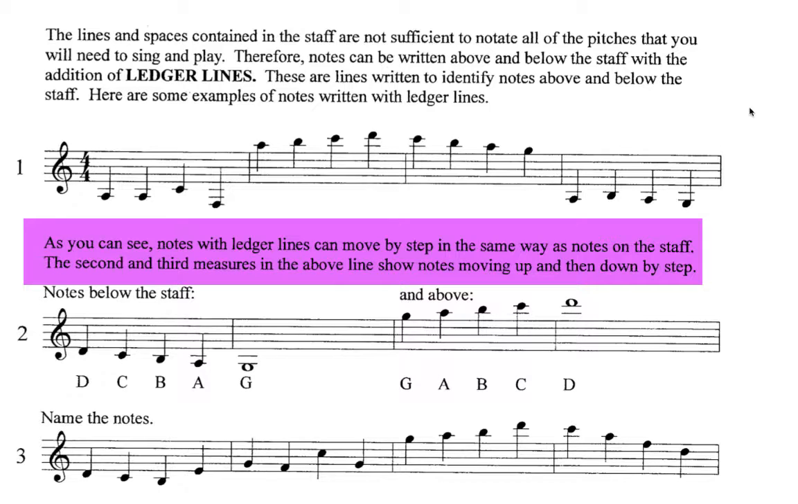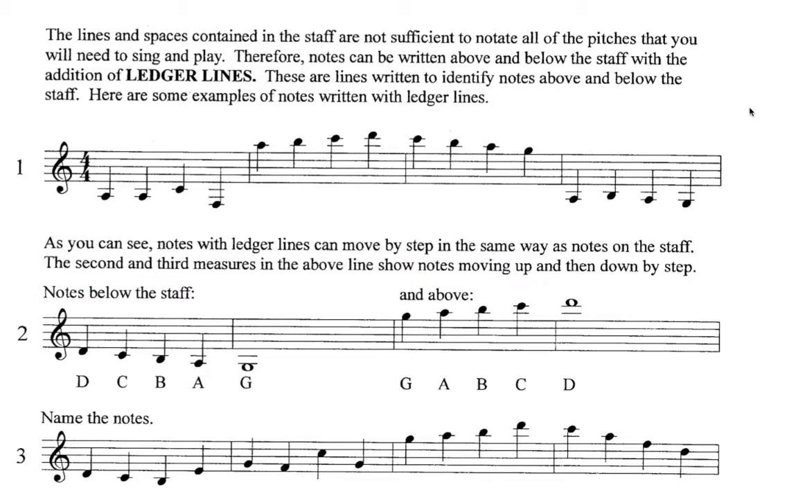As you can see, notes with ledger lines can move by step in the same way as notes on the staff. The second and third measures in the above line show notes moving up and then down by step.